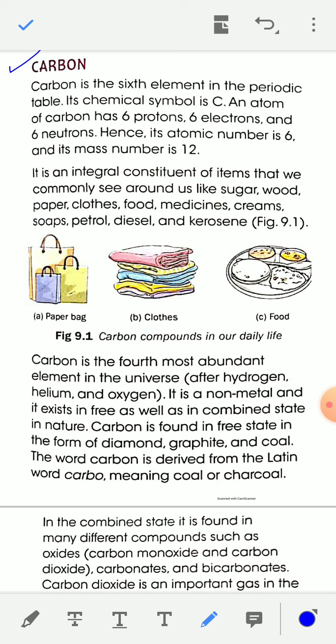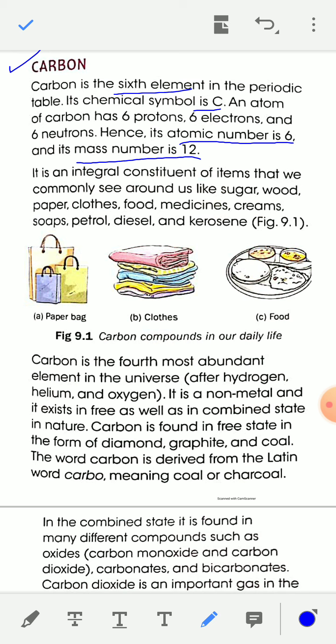Carbon is the sixth element in the periodic table and its symbol is C. Okay, and an atom of carbon has 6 protons, 6 electrons and 6 neutrons. So the atomic number of carbon is 6 and its mass number is 12. This is the identity of carbon.